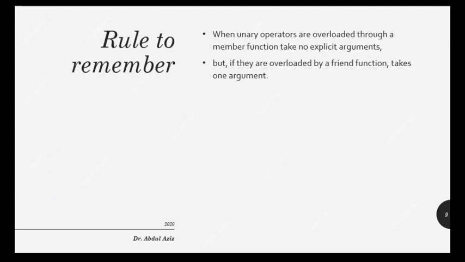Now remember that when the unary operators are overloaded through a member function, it is not going to take any argument because we are not passing any value. We are simply using one data variable, and if you are using a friend function, it is going to take one argument. This is basically the specific case of the unary operator.